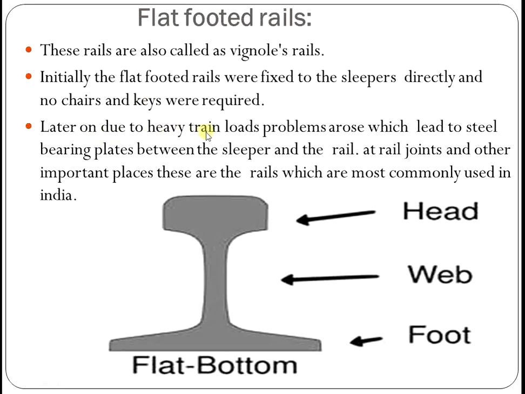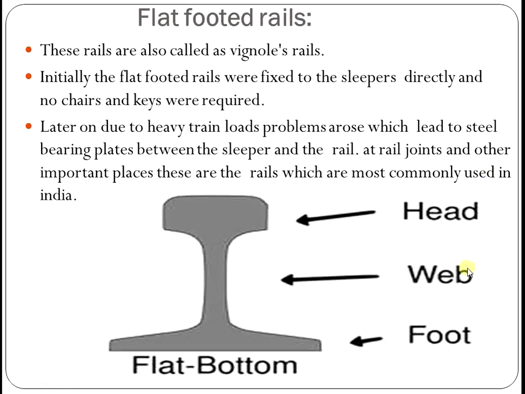Later on, due to heavy train loads, problems arose which led to steel bearing plates between the sleeper and the rail at the rail joints and other important places. These are the rails most commonly used in India. This is the type of rail we use nowadays in India, in 90% of cases.